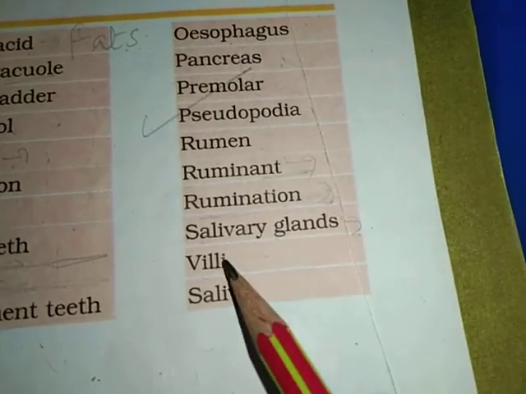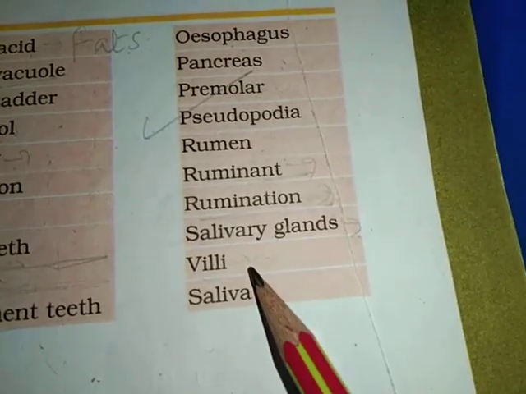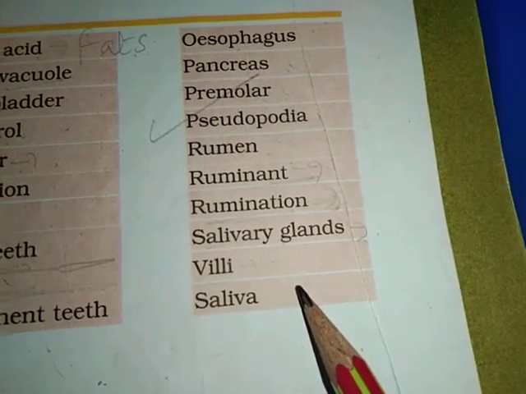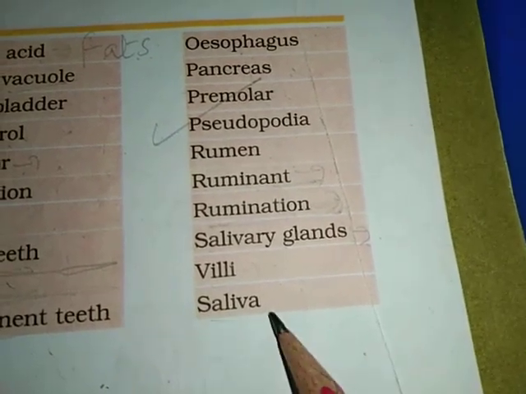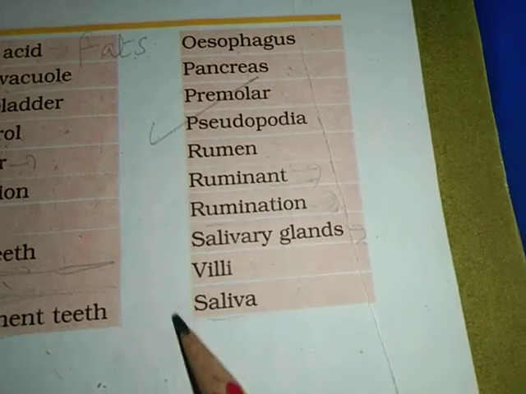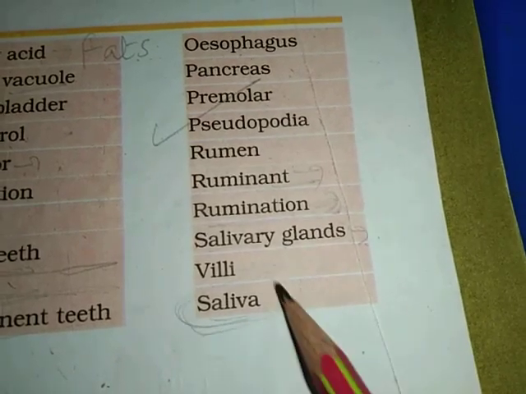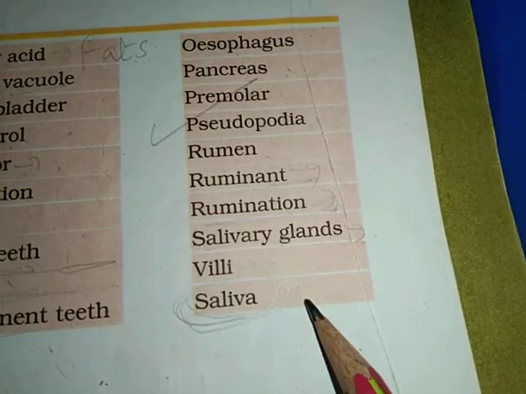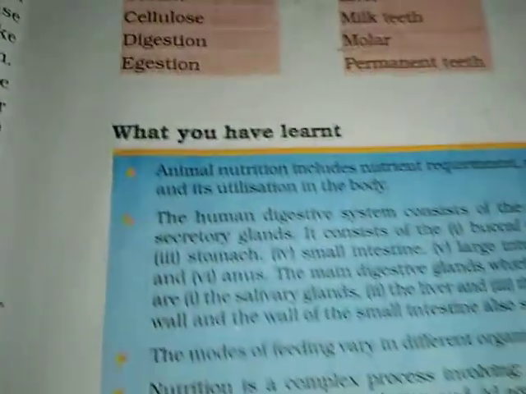Villi. Villi are the finger-like projections in your intestine, which increase the surface area for assimilation of food. And saliva. Saliva is the salivary juice which is secreted by salivary glands, which mix up with your food in your mouth and help in breaking of starch. These are all keywords to write down once in your notebook.